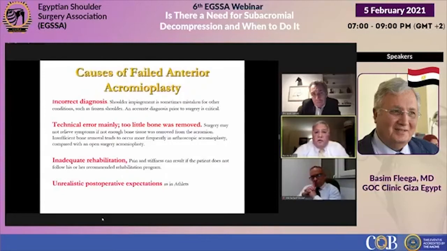Now, the causes of failed anterior acromioplasty are incorrect diagnosis, technical error, mainly too little bone removal, or inadequate rehabilitation, or even unrealistic post-operative expectation, as in athletes.